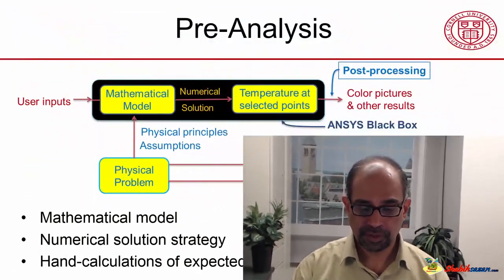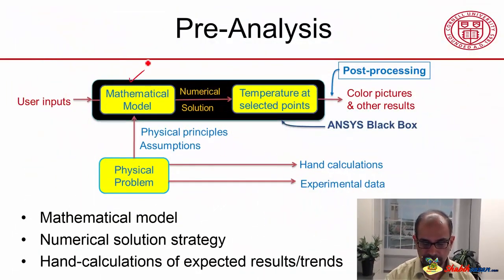Let's move to the third aspect of pre-analysis, hand calculations of expected results and trends. So we now know what mathematical model we want to solve. We've talked about the numerical solution strategy that Ansys will use. We will look at post-processing in Ansys, so let's move our attention to hand calculations.